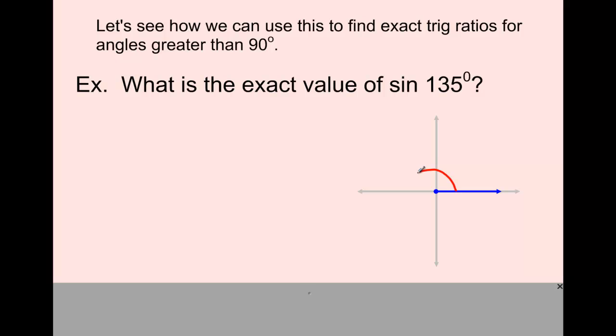So 45 more gets me exactly halfway between this part right here and this part right here. So halfway through quadrant 2. And I'm going to draw a terminal arm right here. So we know this angle right there is 135 degrees.